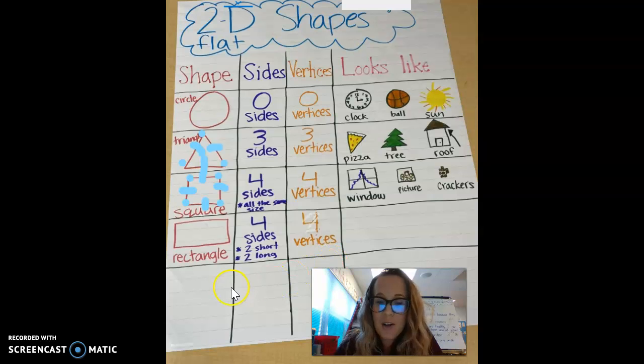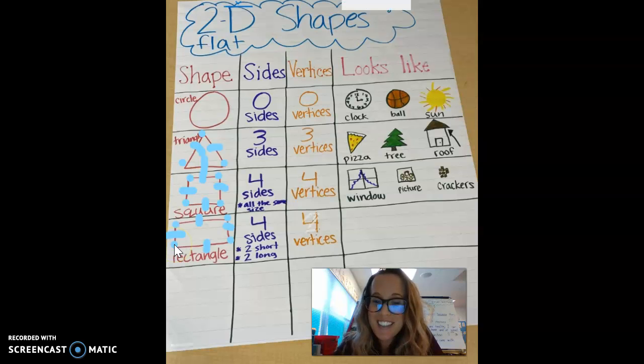So today we learned all about a rectangle. Let's count how many sides a rectangle has. 1, 2, 3, 4. And how are these 4 sides different than in a square? Remember, 2 sides are short and 2 sides are long. So look, I added those extra notes on here next to our 4 sides. If a rectangle has 4 sides, then how many vertices does a rectangle have? 1, 2, 3, 4. Good job, boys and girls.